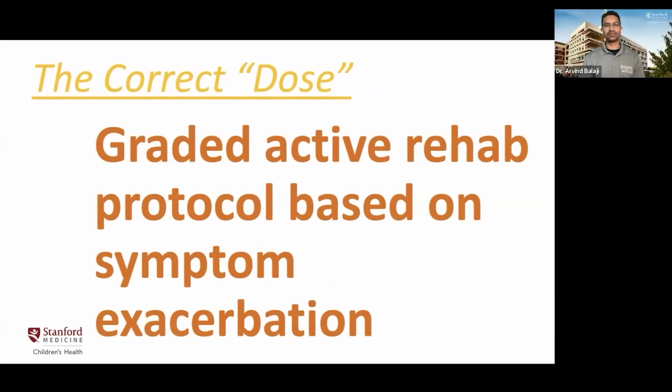So ideally, what we'd like to do is find the correct dose of exercise in order to treat the athlete each day and to get them back to their level of play in a safe manner.